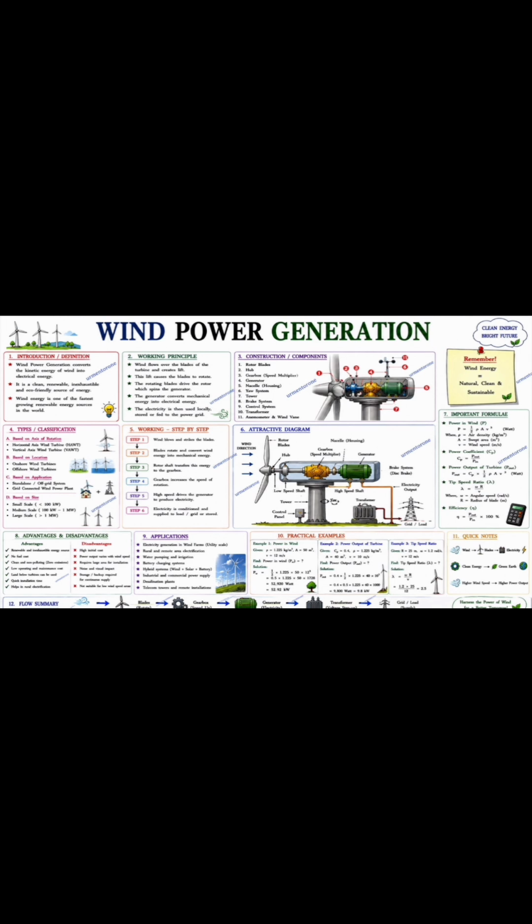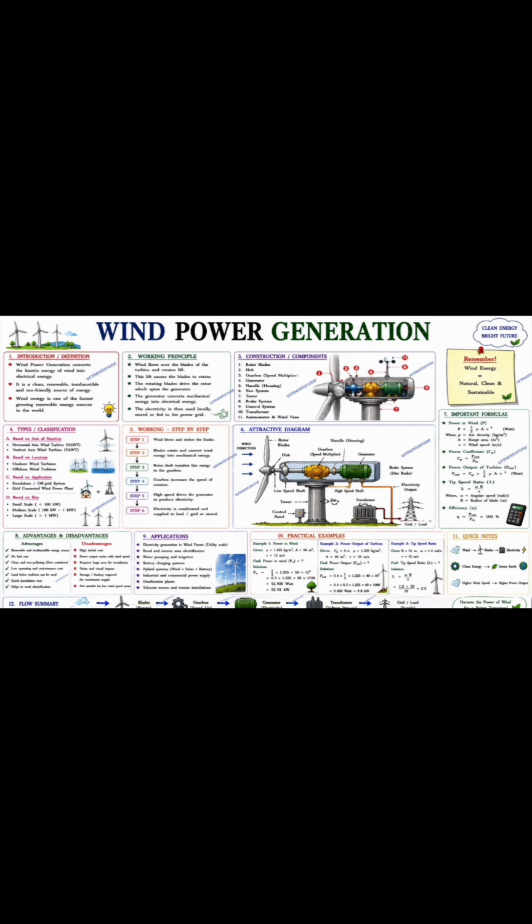Working, step by step. Step 1. Wind blows and strikes the turbine blades. Step 2. Blades rotate and convert wind energy into mechanical energy. Step 3. The rotor shaft transfers this energy to the gearbox. Step 4. The gearbox increases the rotational speed. Step 5. High-speed rotation drives the generator to produce electricity. Step 6. Electricity is conditioned and supplied to loads, the electrical grid, or stored.